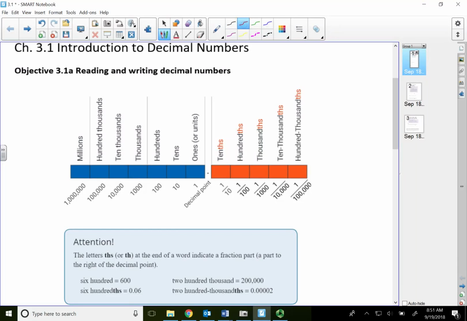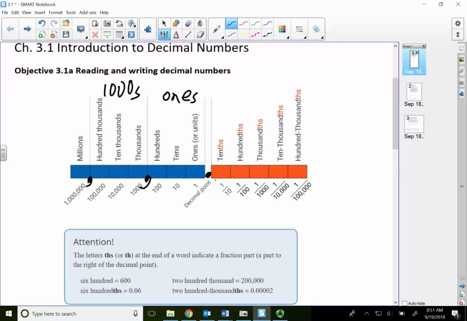So here is the decimal point. Let me just make this a little bit bigger real quick. To the left side of the decimal point, we have hundreds, tens, and ones. The first group is the ones group. Then the next group, separated by a comma right here, is the thousands group, where we have the ones, the 1,000s, the 10,000s, the 100,000s.